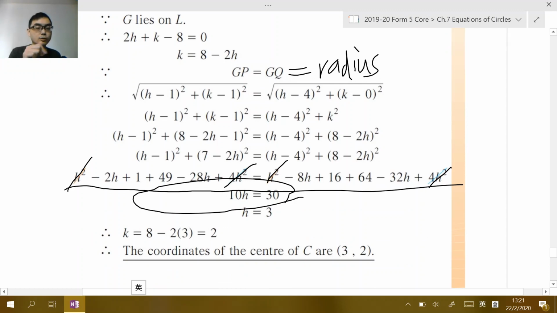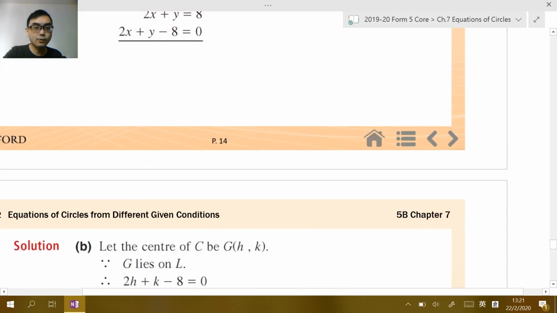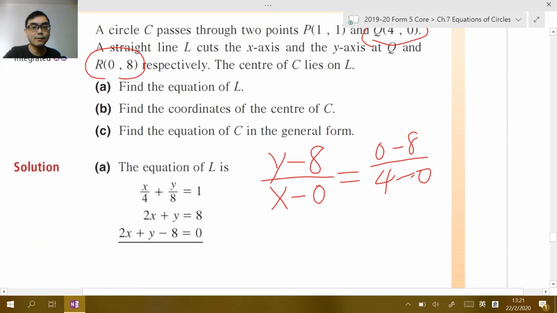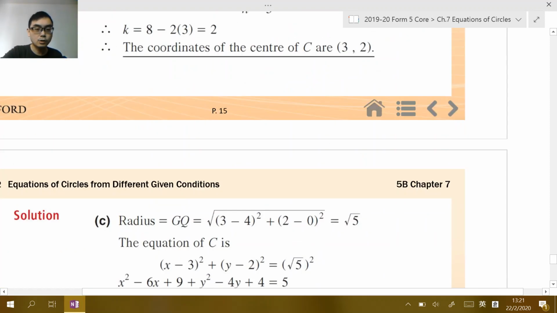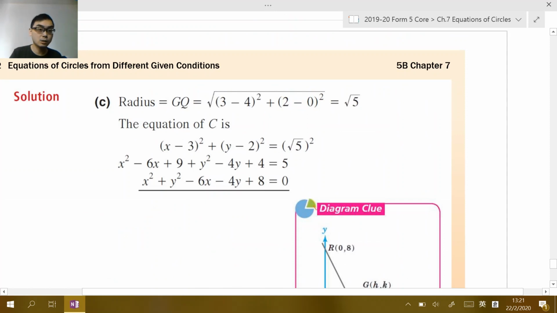So after you got h, you got k, so you know the center of the circle. So after you have got the center, then you can also easily find the radius, because once you have known the center and you have a point on the circle, just like the level 1 example before, you just find the radius by simply using this formula, then you can get the equation of the circle C.